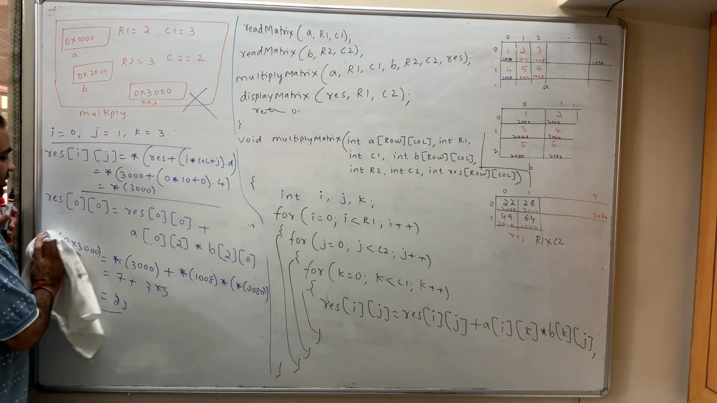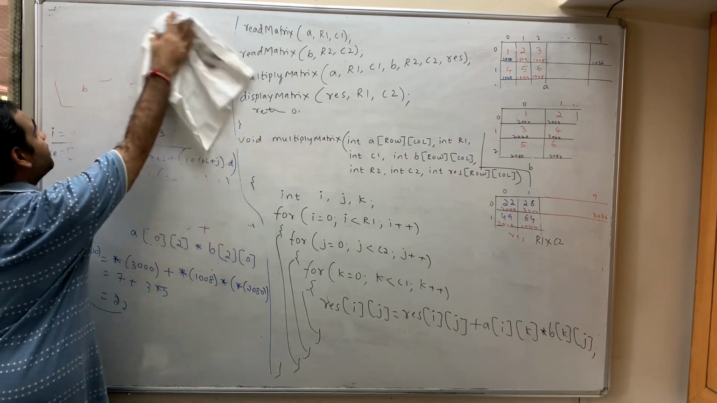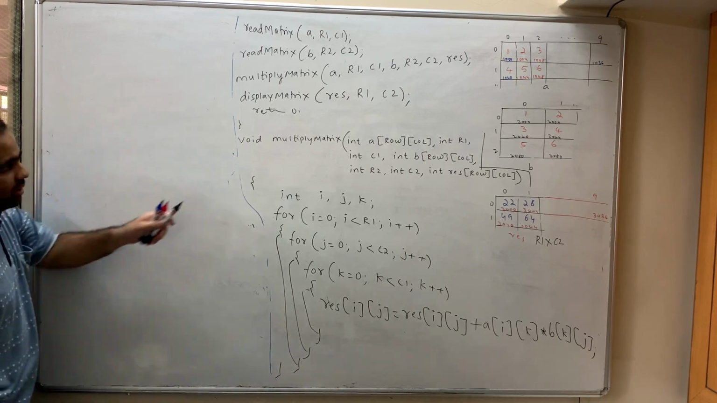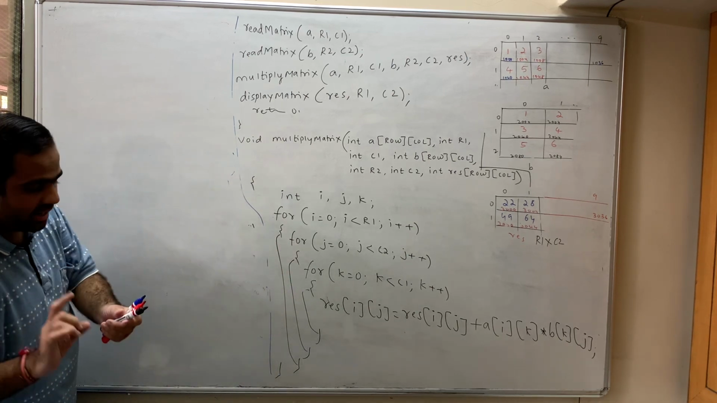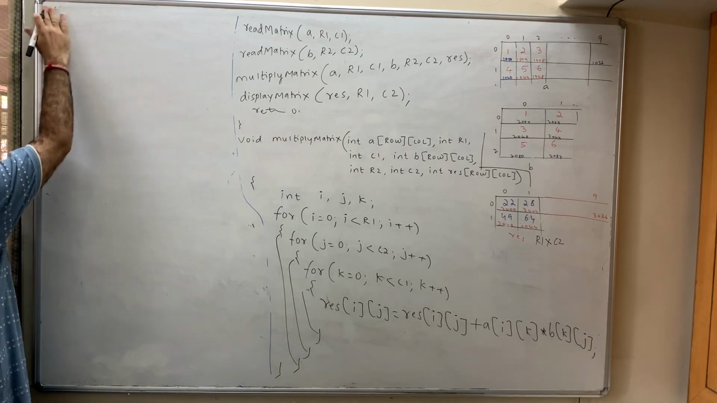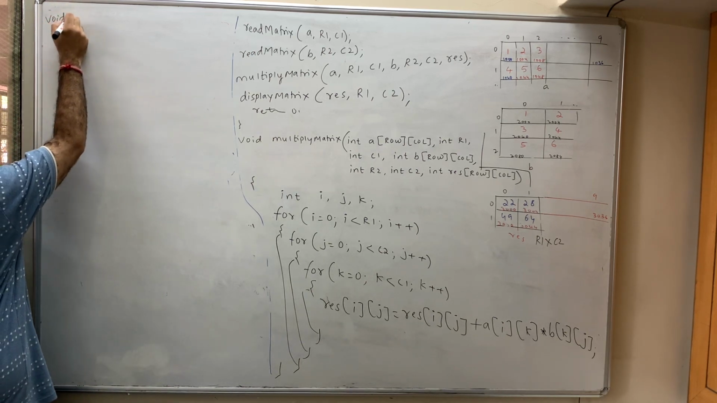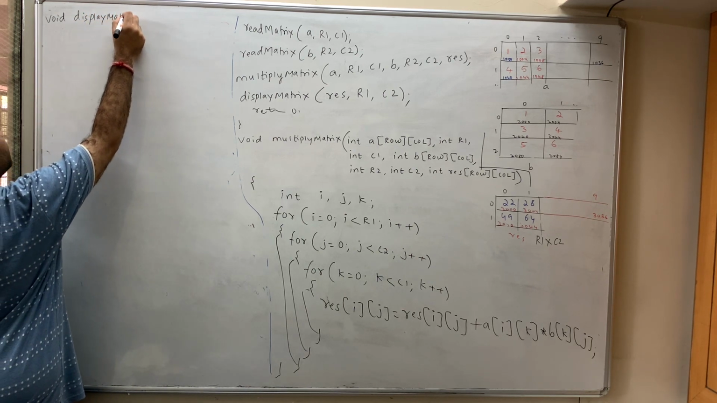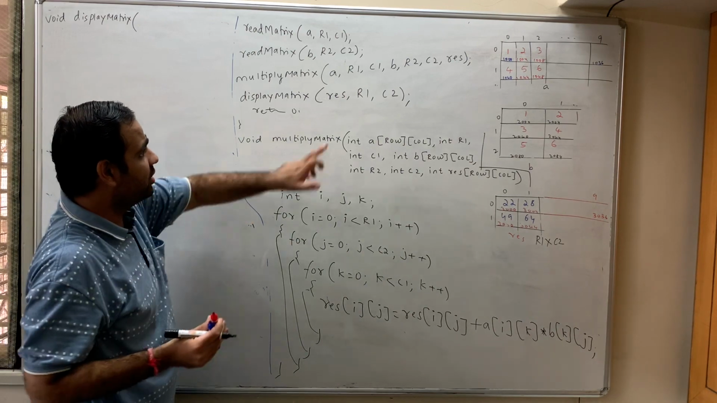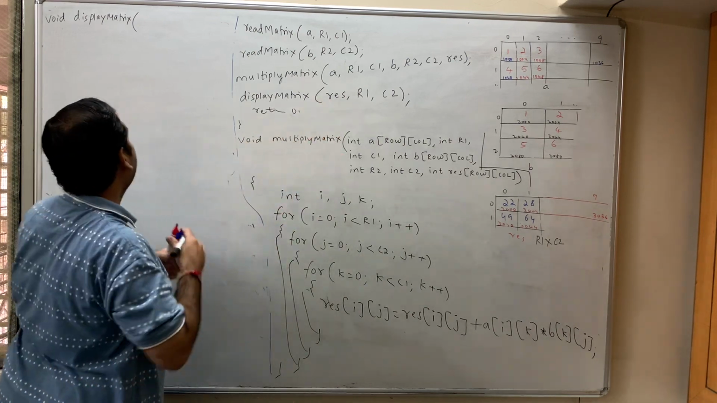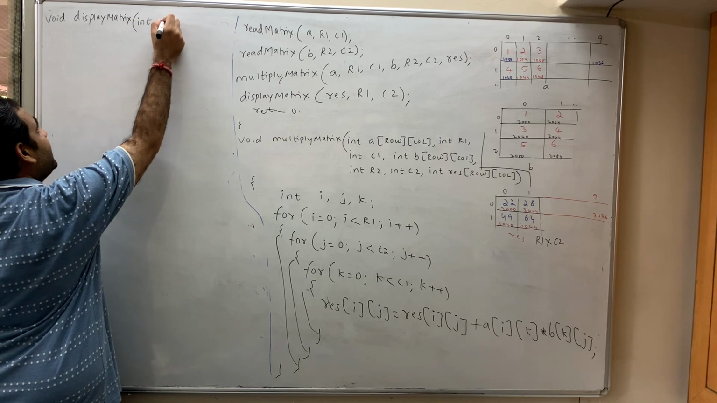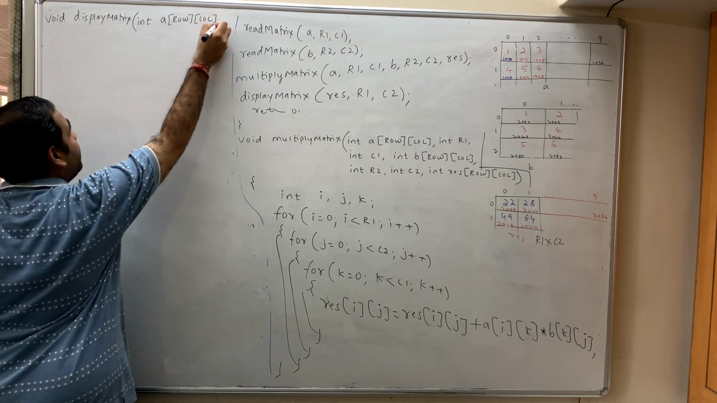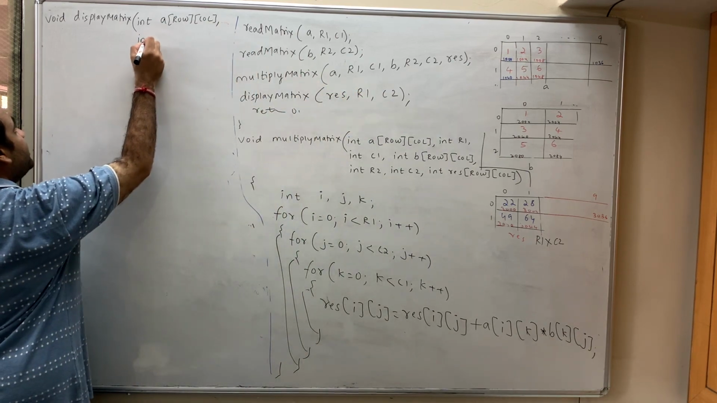Now let us write the function display matrix. The working of the 3 nested loops we have already done. Now we have to write the display matrix function. I say void. What is the function name? The function name is display matrix. What is the first parameter? Result. It is an integer 2-dimensional array. Hence I can say integer, any matrix name. It is a 2-dimensional array. What is the second parameter? R1. It is of type integer.